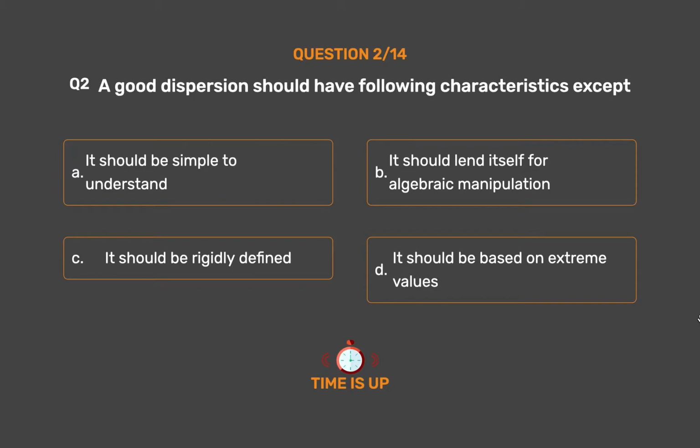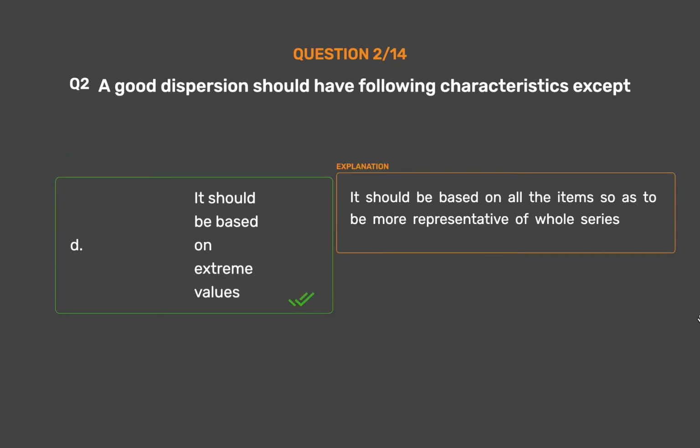The correct answer is Option D. It should be based on extreme values. It should be based on all the items so as to be more representative of whole series.